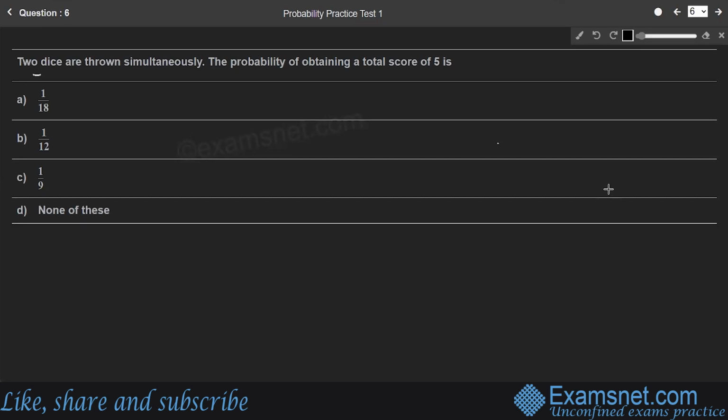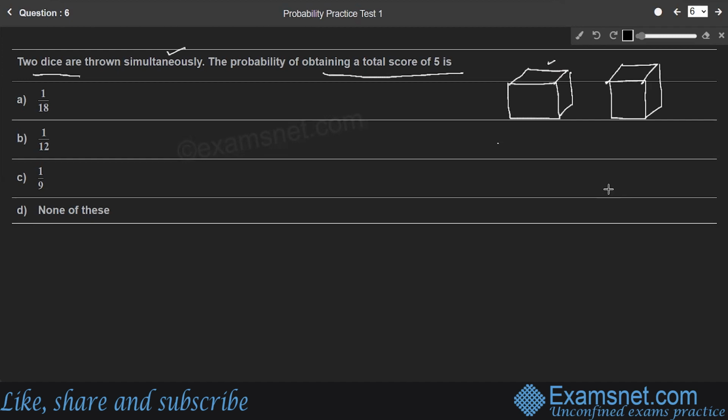Question number 6. 2 dice are thrown simultaneously. The probability of obtaining a total score of 5 is. So students, 2 dice are thrown simultaneously. In how many ways can 2 dice be thrown? So we'll consider 2 dice.